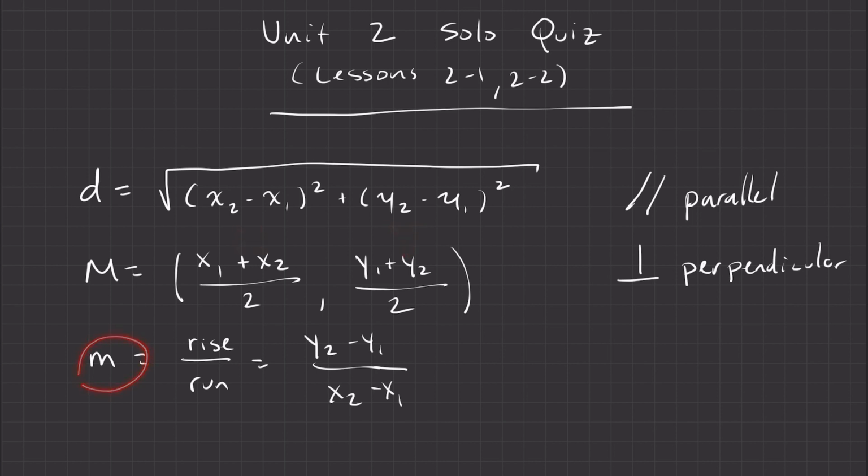And then here, this is algebra 1 review. We have something called the slope. The slope is the rise over the run, and it's equal to y2 minus y1 all over x2 minus x1. Okay, so let's go ahead and do some example problems so that you're ready for this solo quiz that's going to occur. And then we'll talk about parallel and perpendicular later on.